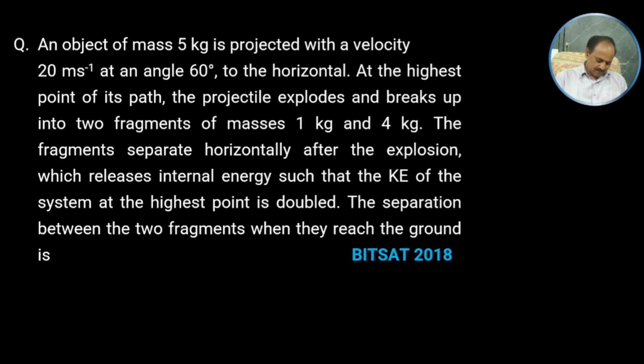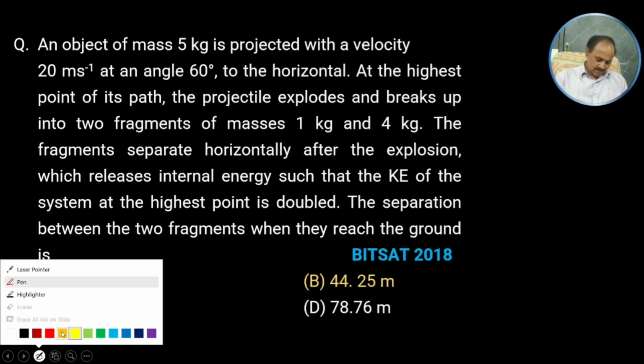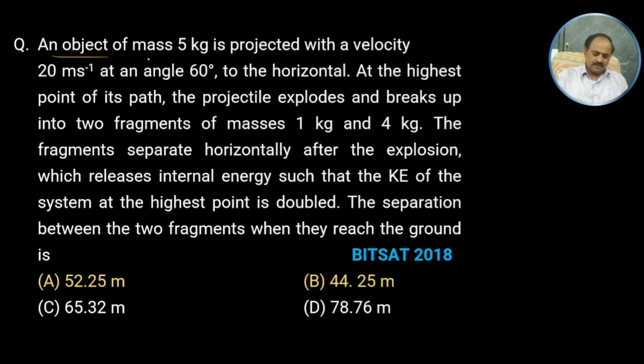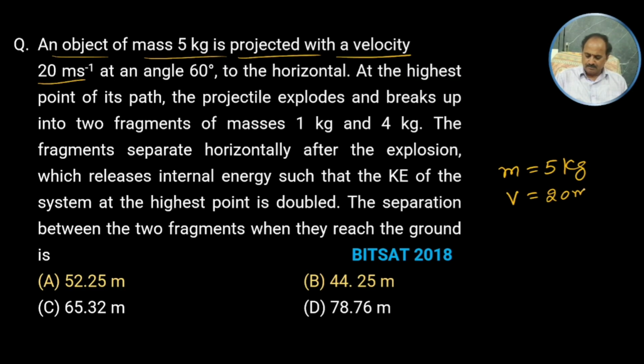Similarly, look at another important question asking like this. An object of mass 5 kg is projected with a velocity of 20 meter per second. Mass of the object given is 5 kilograms, projected with a velocity v equal to 20 meter per second at an angle of 60 degrees to the horizontal. Projection angle is 60 degrees with respect to horizontal.